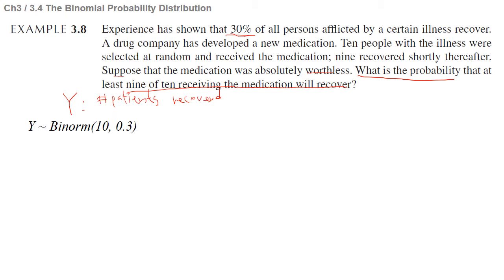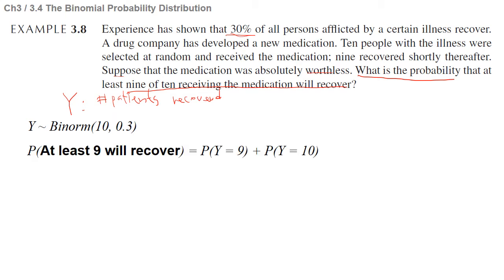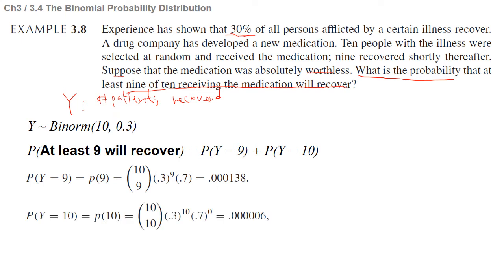And the next question is, what is the probability that at least 9 of 10 receiving the medication will recover? Which is the probability that at least 9 will recover, and this is the probability of binomial y equals 9 plus the probability of y equals 10. From the definition of binomial distribution, you can calculate p of y equals 9, and also p of y equals 10, and by summing those two probabilities, you can get the answer for this example.